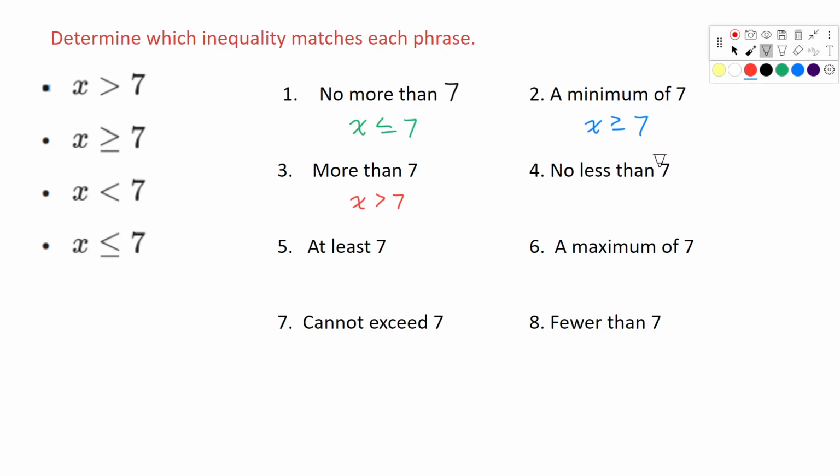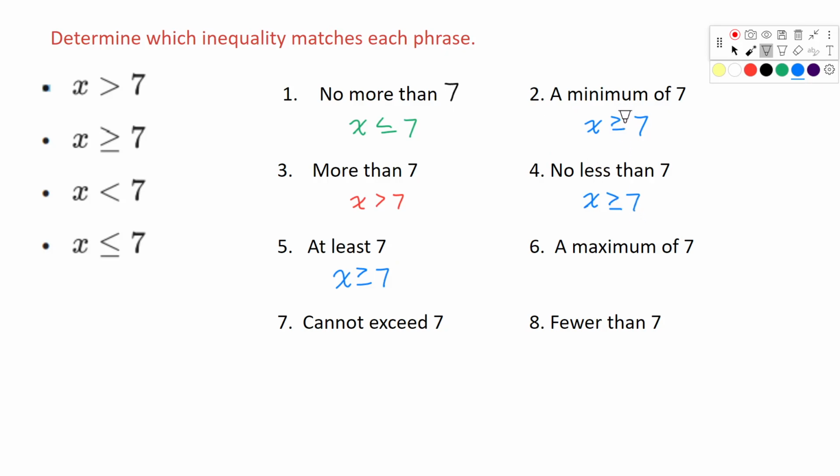No less than 7 is another way of saying a minimum of 7. We don't want to go any lower than 7. We can be exactly 7 though. So it's going to be just like the minimum, x greater than or equal to 7. At least 7 means it can't be any less than 7, but it could be equal to again. So x has to be greater than or equal to 7, just like minimum, just like no less than.